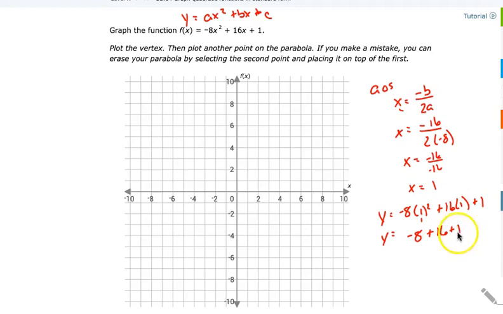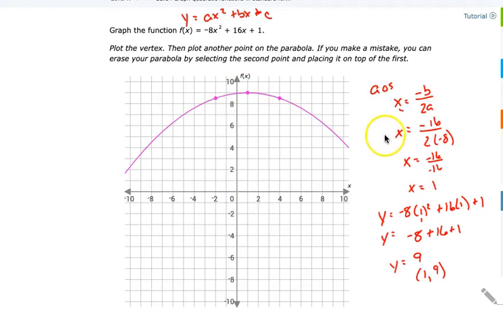Now again, I like to put these two together. I like to say, well, 16 and 1 is 17, and 17 and negative 8, or subtract 8, would be 9. So here, my input was 1, my x was 1, my output was 9, input, output. And I can go put that on my graph, 1, 9.